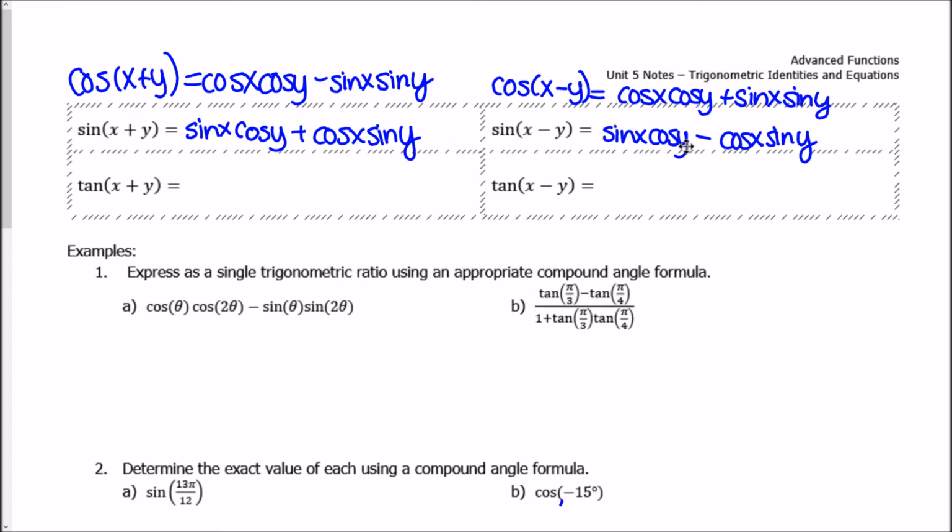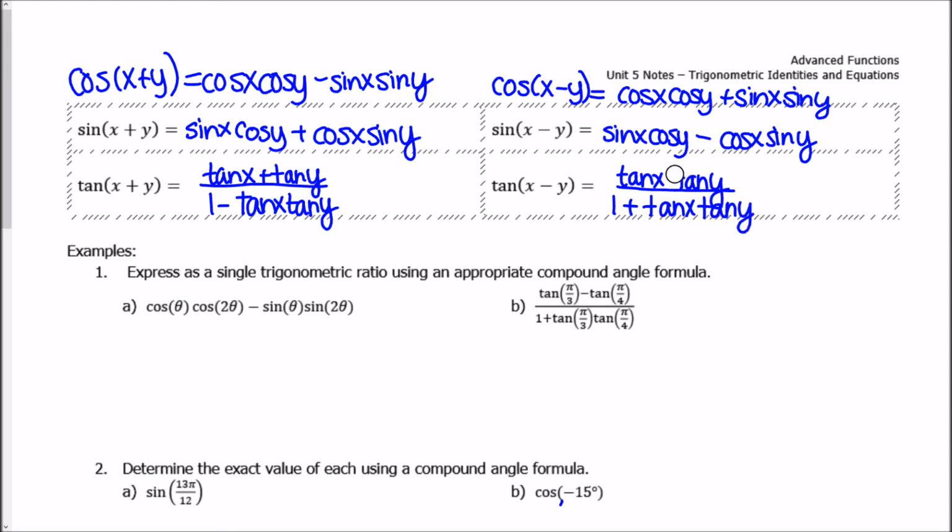Okay? And then tangent of x plus y might look scary, but it's not so bad. The formula for that is going to be tan of x plus tan of y over 1 minus tan of x tan y. So we're going to multiply these guys together. And then tangent of x minus y, you just change the signs. So this is going to say tan of x minus tan of y over 1 plus tan of x tan of y. Okay? And I'm just going to rewrite this a little bit more clearly so you can see that this is minus tan of y.